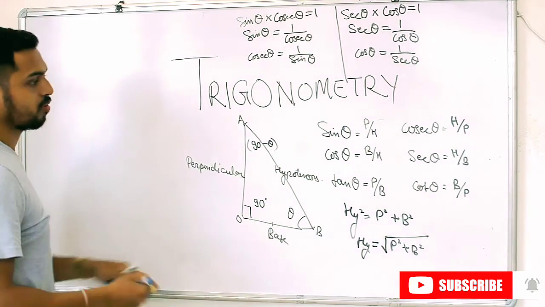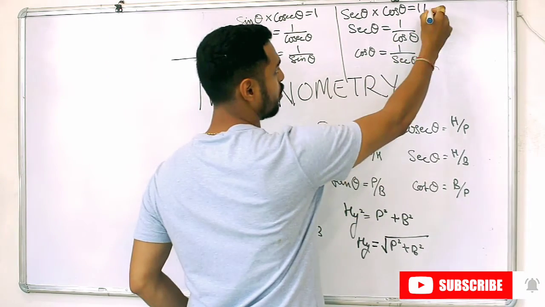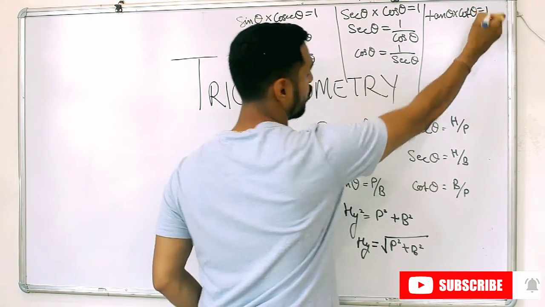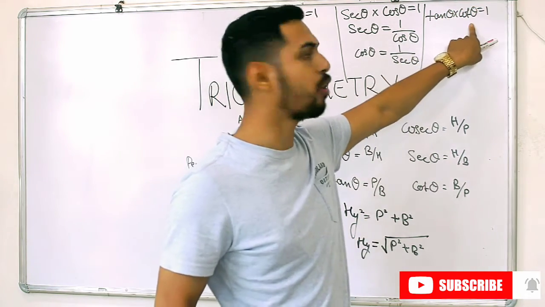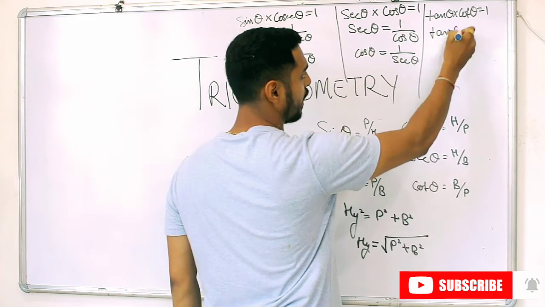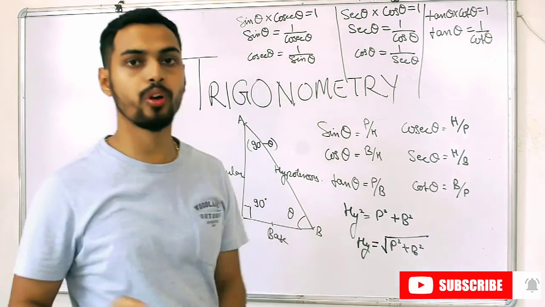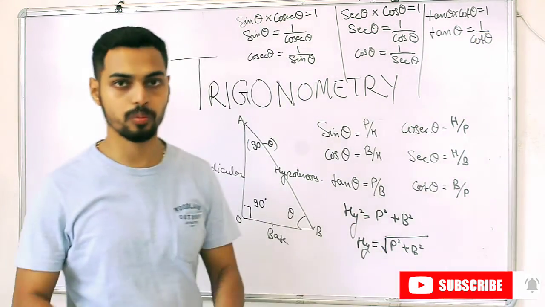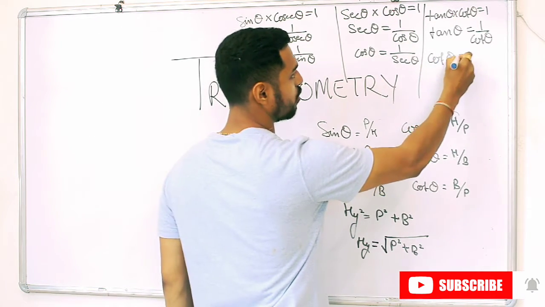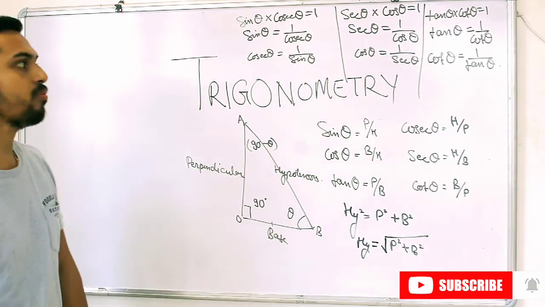Same like that, last, tan theta and cot theta. This will be your tan theta multiplied by cot theta is equal to 1. Okay. Tan theta is equal to 1 upon cot theta. If you have any doubt, you can ask in the comments below. Okay, now cot theta is equal to 1 by tan theta. Done.